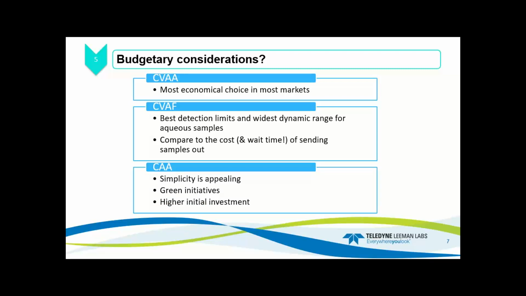In combustion atomic absorption, the simplicity of this method is appealing. It also will help with your green initiatives in your laboratory, but it is a higher initial investment. So it provides advantages over time. So there's no sample digestion. You don't need to buy strong mineral acids or expensive reducing agents like stannous chloride. There's no hazardous liquid waste generated that could be costly to have removed. So some of those will add up to savings. As well, with no wet chemistry prep, it also frees up your lab analyst time. And we all know that's valuable.